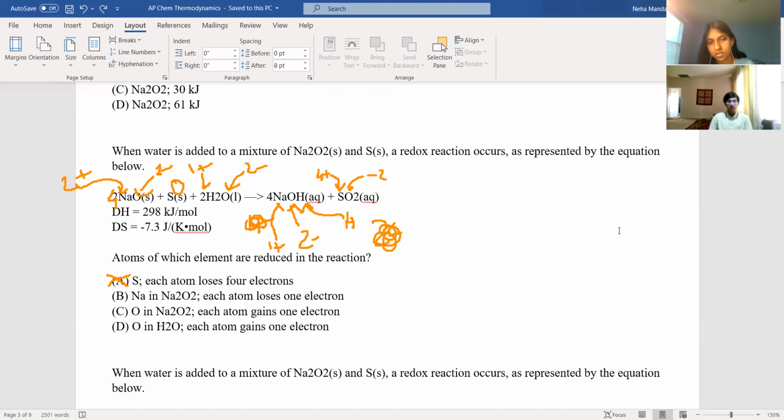It's probably this one. No, I mean, it can't be reduced if it loses an electron. Wait, it's gaining an electron. But the answer choice says it's losing. Oh, that's confusing. Okay, wait. Actually, Na is +1, right? That means that in NaO, oxygen has to be -1. No, but I'm saying I would start with oxygen when I'm doing oxidation numbers in NaO.